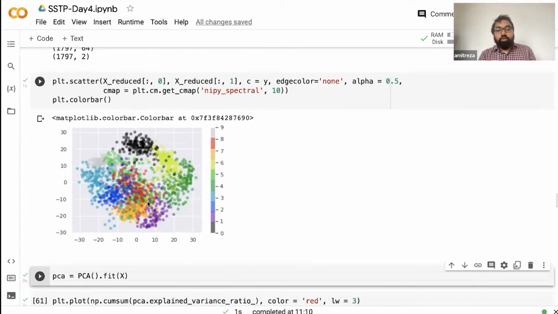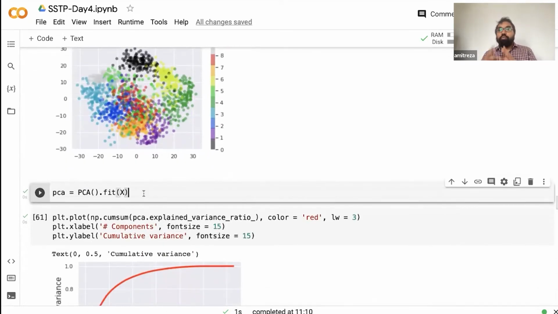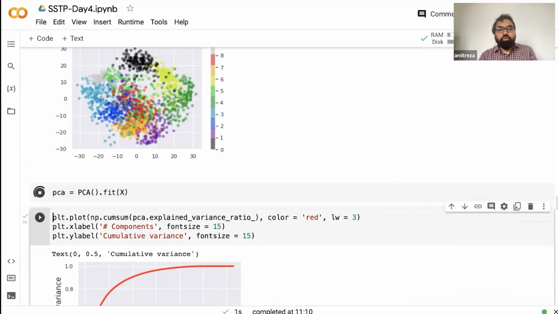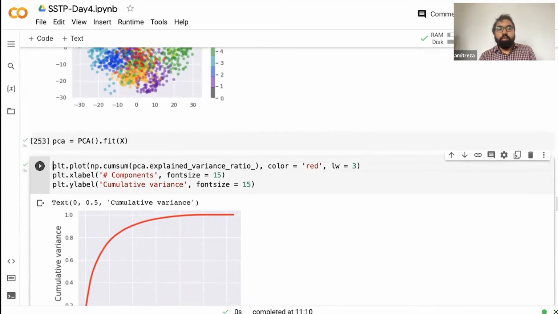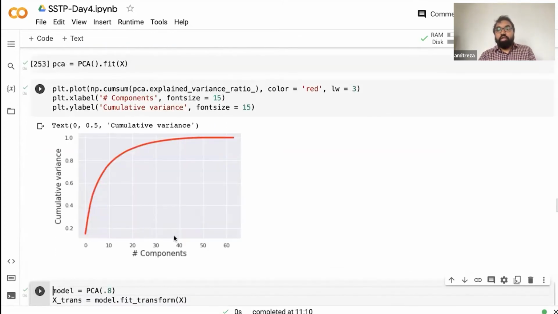right? Now if I want to see how much variance of the data I am able to contain by making this two-dimensional representation, then what you need to do is calculate the cumulative variance you're getting considering different principal components, right? So now you can see if you only choose one principal component, then you are able to preserve only 20% of your variance, right?